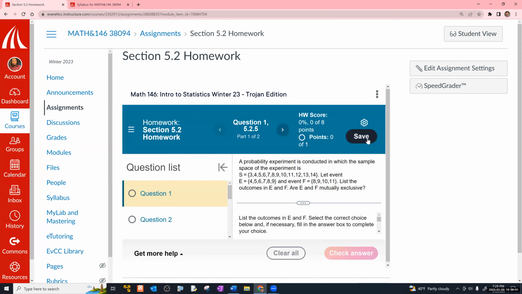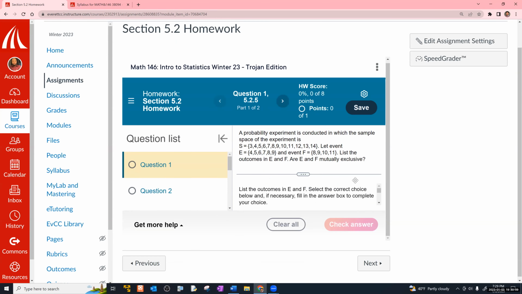I forget what this chapter is about. Oh, probability. All right, that's a good chapter. Are the lists mutually exclusive? Do they have any numbers in common? Well, they have an 8 and a 9 in common. They're not mutually exclusive. So all I gotta do, it's kind of a weird view though. When you're doing the homework inside of Canvas, sometimes they limit your window.